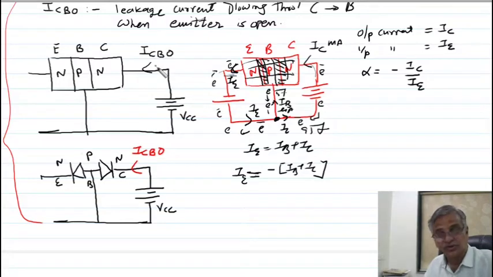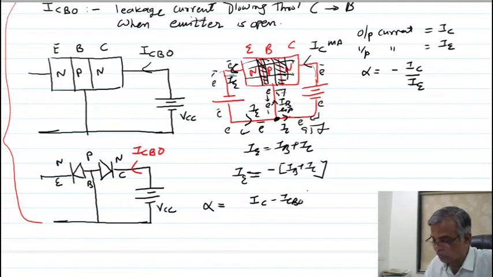So current due to only emitter electron is nothing but the IC minus ICBO. Current due to only emitter electron is IC minus ICBO. This is due to the what, reverse leakage current. This current is due to the electron which is coming from emitter.